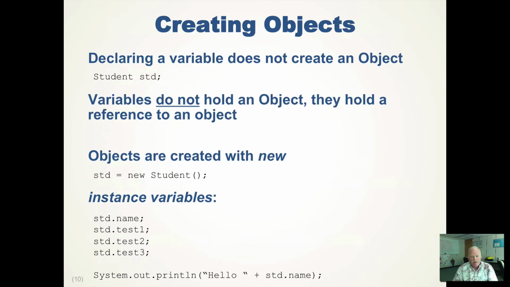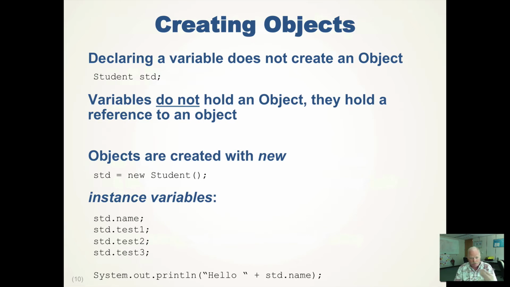Declaring a variable does not actually create an object. It just creates a variable of type Student. The variable does not actually hold the object. It holds a reference, which says this is where the thing I refer to exists. So they don't actually hold the object, they just point to it. To create a new object, you have to use the new operator, and you say variable equals new Student, the type.